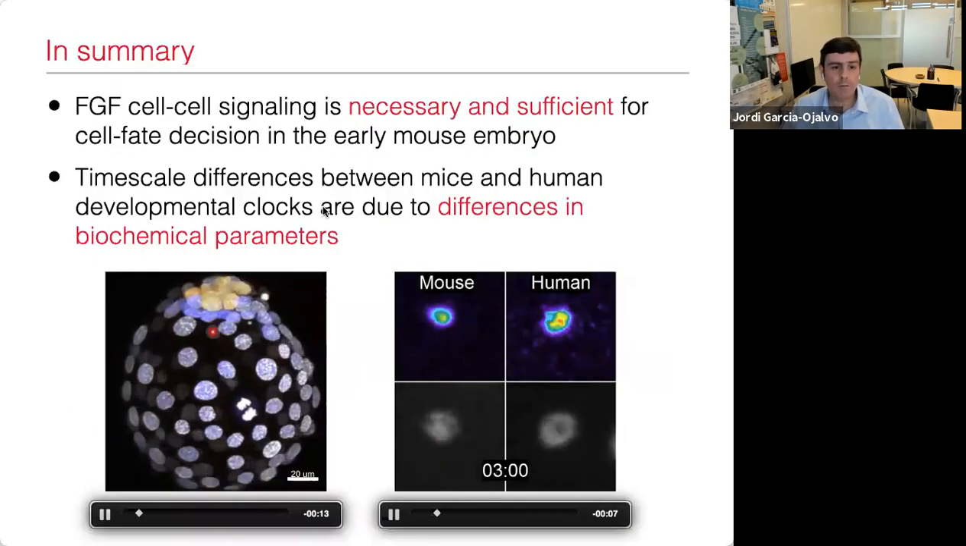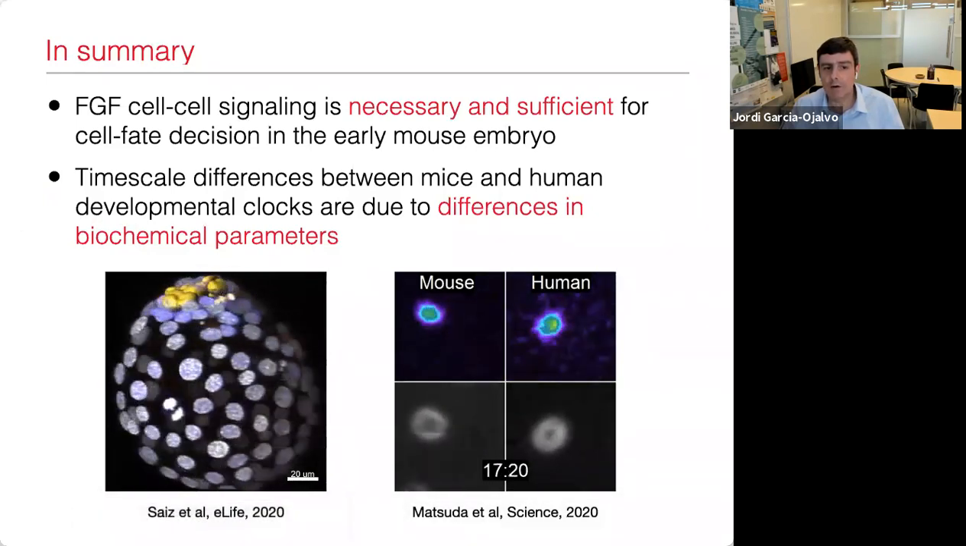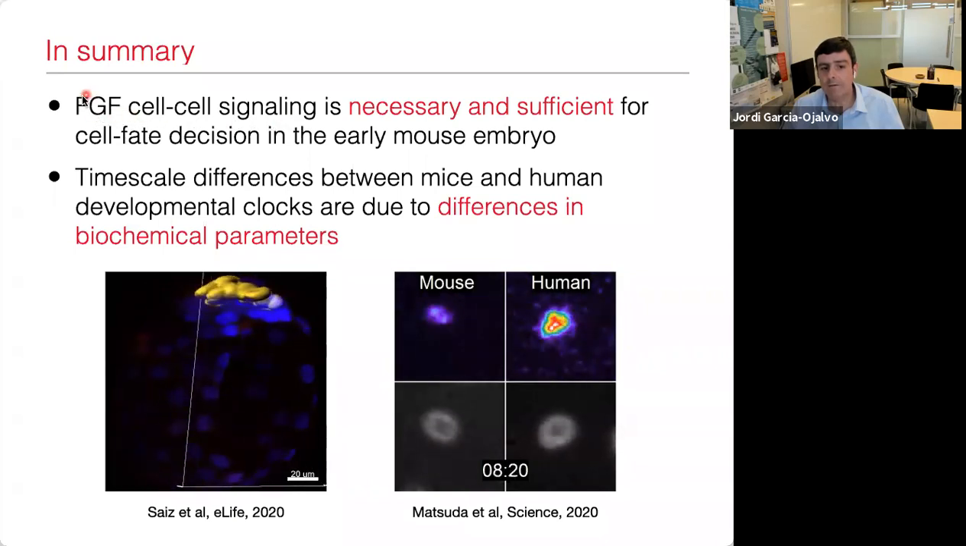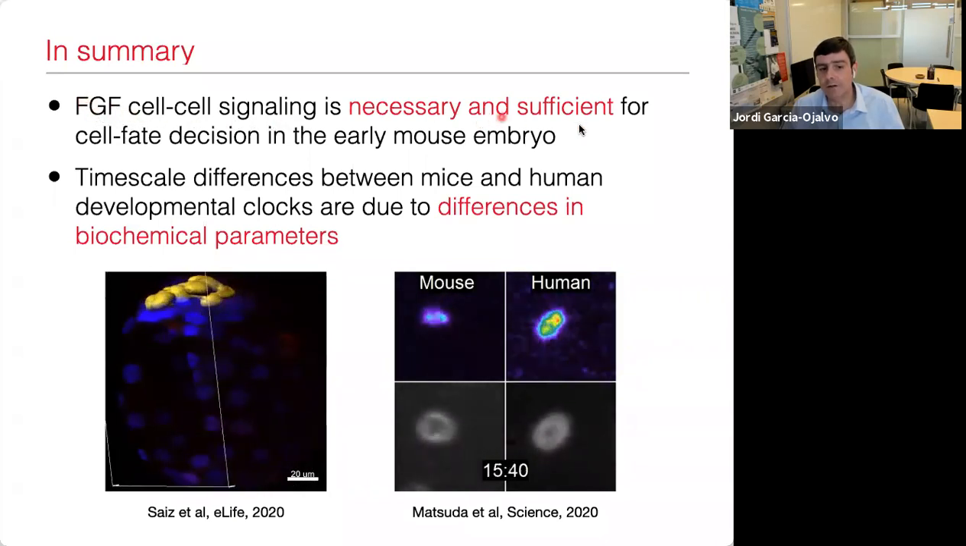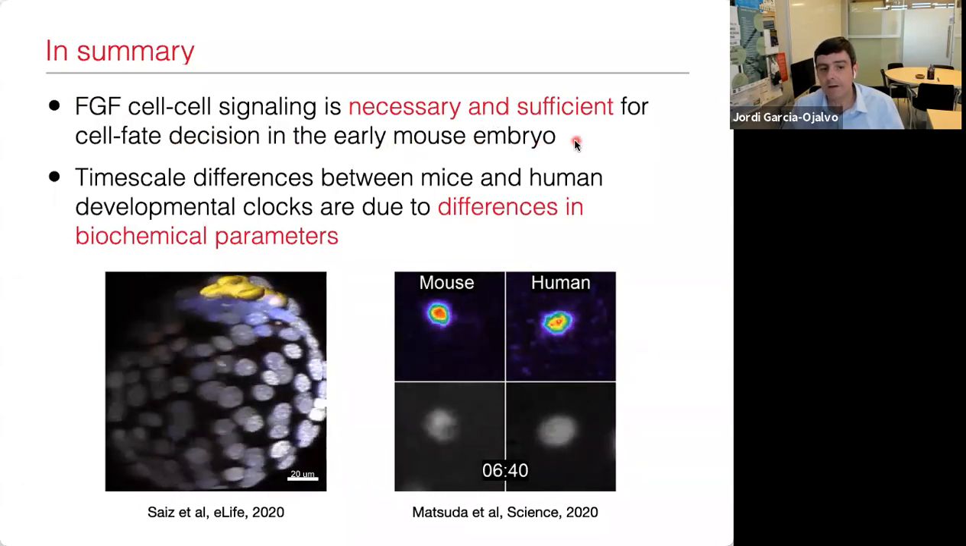So with that, I think I'm going to finish. This is the summary of the two things that we have been discussing in this talk. First of all, I tried to show you that we need cell-cell signaling by FGF. Not only do we need it, it's also sufficient for cell fate decision in the early mouse embryo, and this leads to a robust cell fate decision.